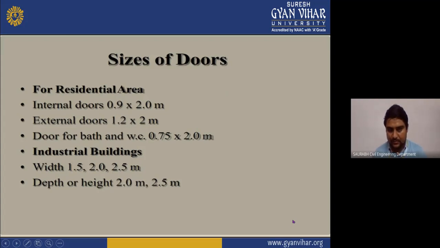If your building is industrial type, then the size will be increased. As you can see, the width of the door will be 1.5. It may also be 2.0. It may also be 2.5 meter. Now come to the height of your door. It may also be 2.0 meter to 2.5 meter.